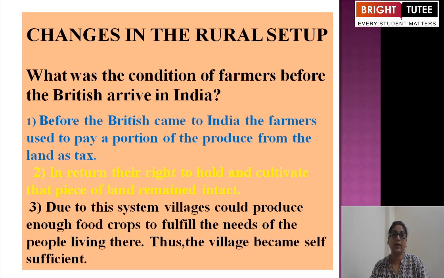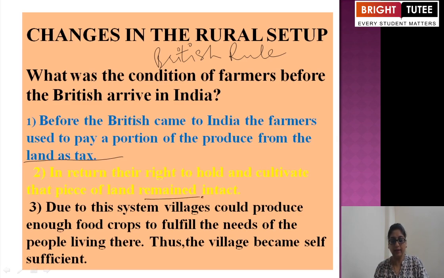Now, there was a change in the rural setup during the British rule. What was the condition of farmers before the British arrived in India? Before the British rule, the Indian farmers used to pay a portion of the produce from the land as tax, and in return, their right to hold and cultivate their piece of land remained intact. That means they were the owners of their lands.